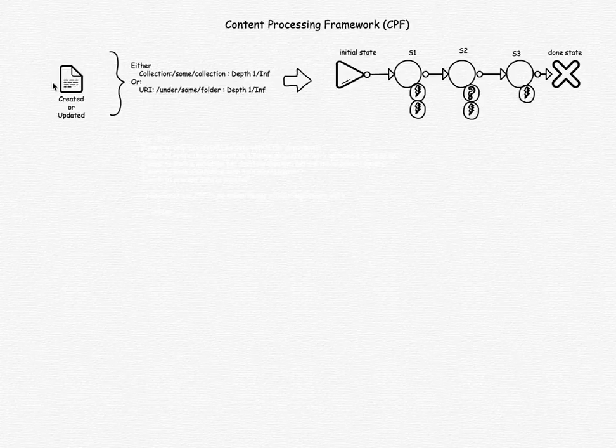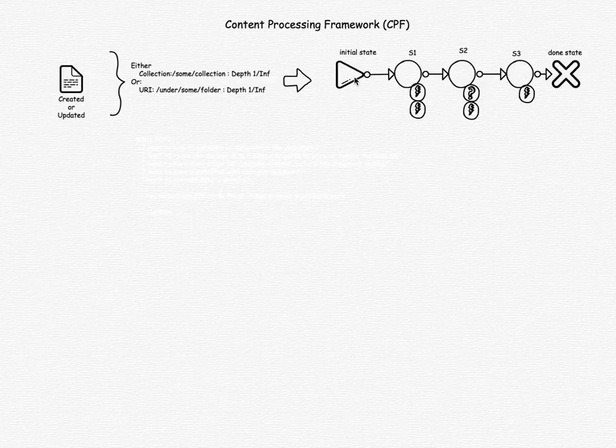So basically, a document state event happens. It's either created or updated, and there is a trigger that is set up either on the collection, so a particular collection either to a single depth or to infinite depth, or on the document URI, so where it is filed into the database, again to single depth or infinite. And then based on this domain, this is a CPF domain configuration, the trigger will then fire off an appropriate set of pipelines. Now the initial state of any pipeline is initial and the final state is done.